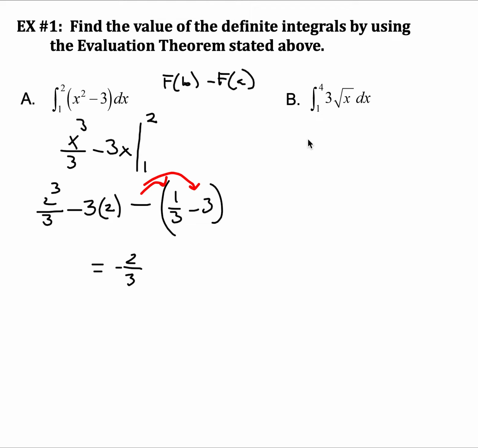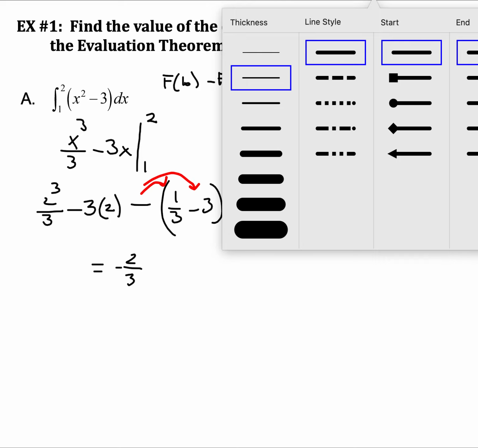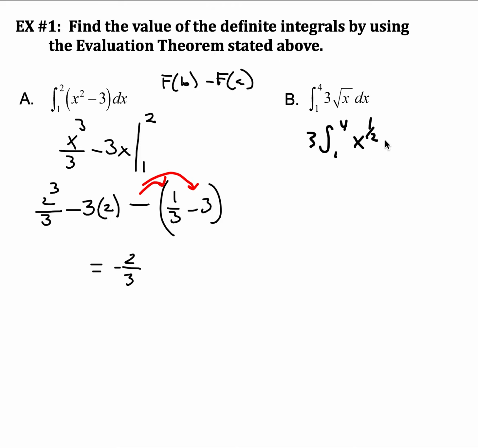All right, let's look at this problem here. We have the function 3 times the square root of x. Don't confuse it with the cube root of x. I'm going to apply one of the properties for integrals first, and express this as a fractional power because it's going to be a lot easier to think about the integral. So now I take the antiderivative of x to the 1/2, and again, we're adding 1.